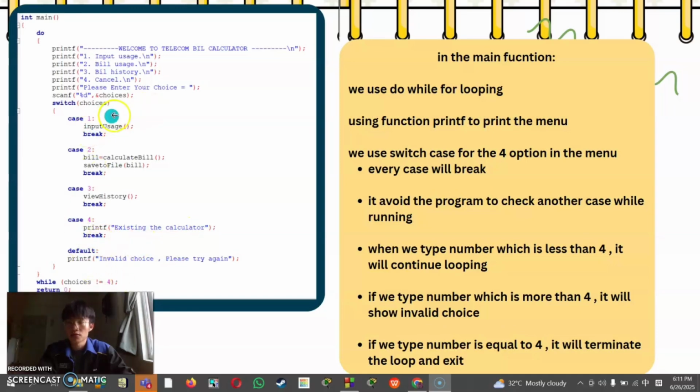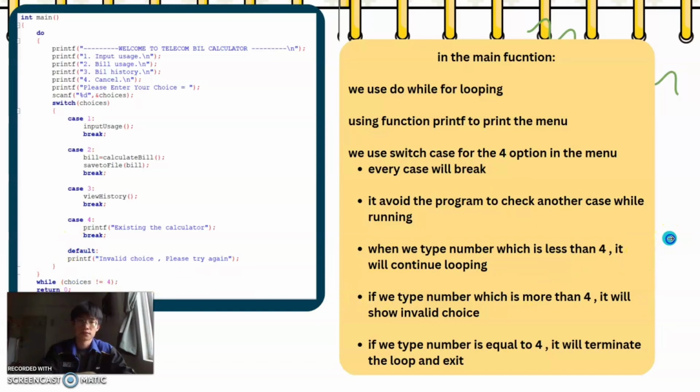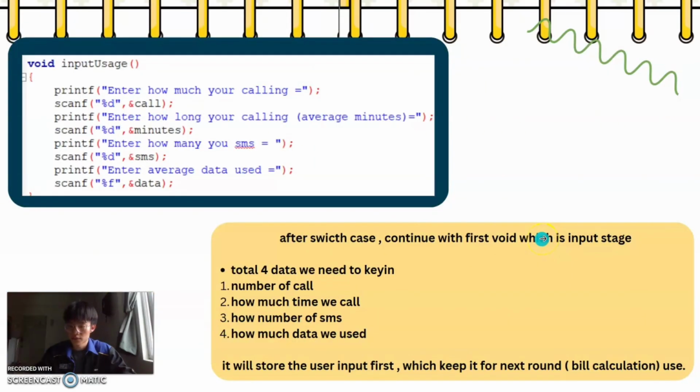If we don't type a number between 1 and 4, either we type 5 or more than 4, it will print invalid choice, please try again, and it will loop back for the user to enter a new choice. While choice is not equal to 4, it will continue to loop. If the choice is equal to 4, it will terminate the loop and return 0. So this now is the void input usage.